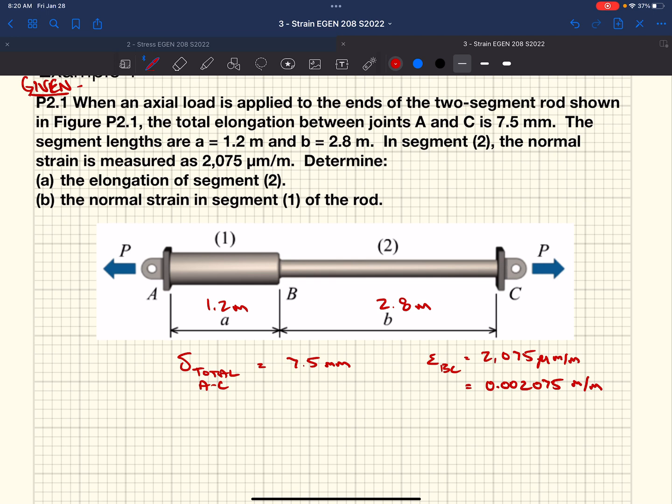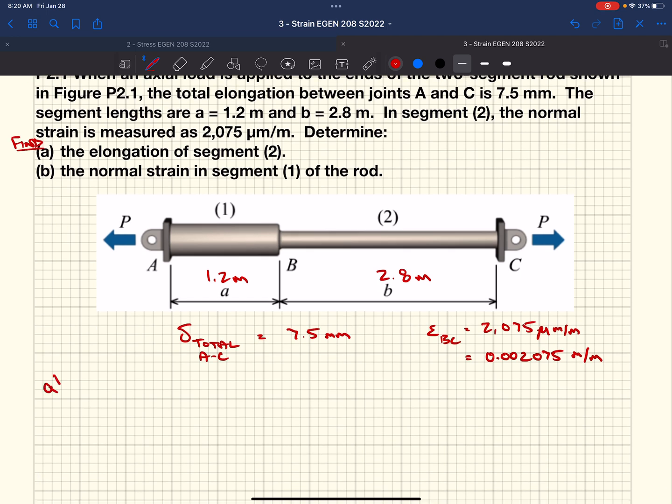And they want us to find a couple things. One, what is the elongation of segment 2, and then what's the normal strain in segment 1. If we start with A, they want to know the elongation of segment 2. Well, what's the equation of normal strain? Anybody? I just gave it to you. Yeah, change in length over the original length. So strain is delta over L. So this would be delta from B to C over length from B to C, and that would give us the strain from B to C, all attached to the individual segment that we're looking at.